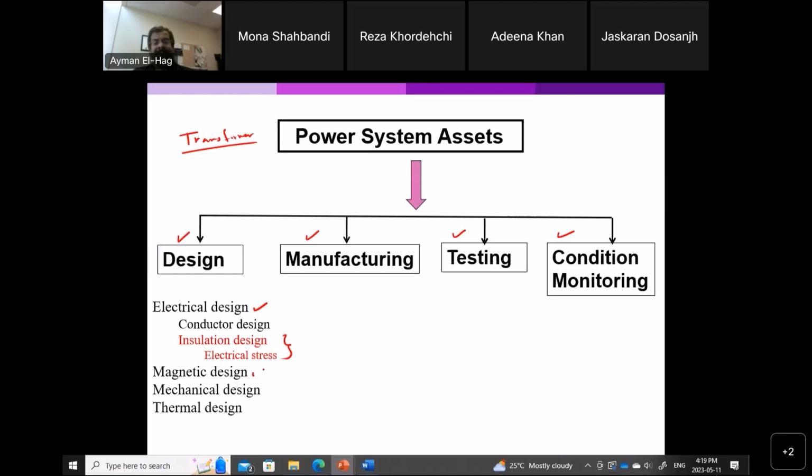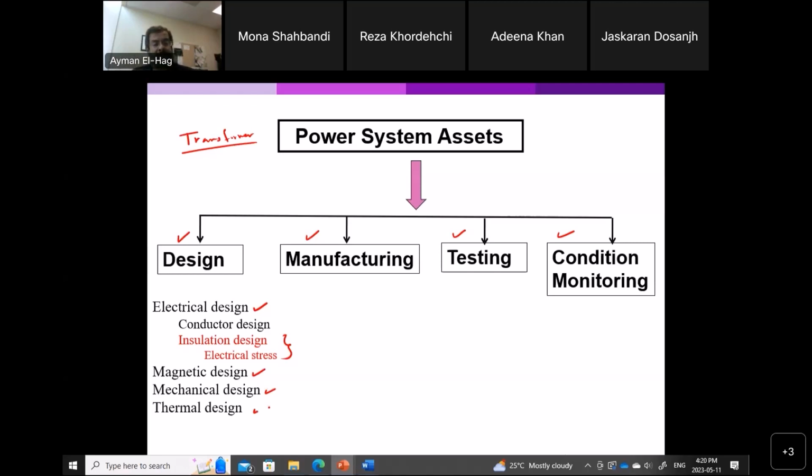Then there is the magnetic design. As we know, the transformer has a magnetic circuit, and there is the mechanical design as well, and we'll see the impact of the mechanical design of the transformer. Part of the mechanical design is designing the tank. Part of the mechanical design is designing the winding so that if there is any force coming due to a short circuit, it should withstand that.